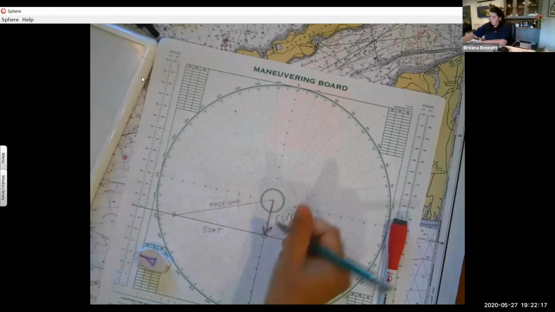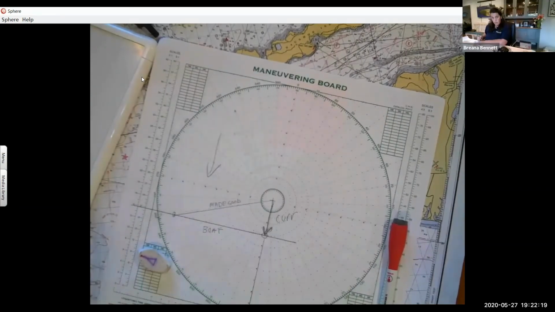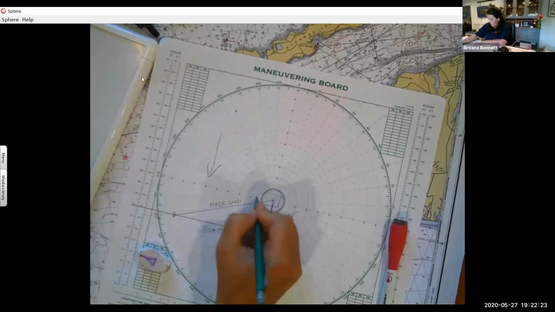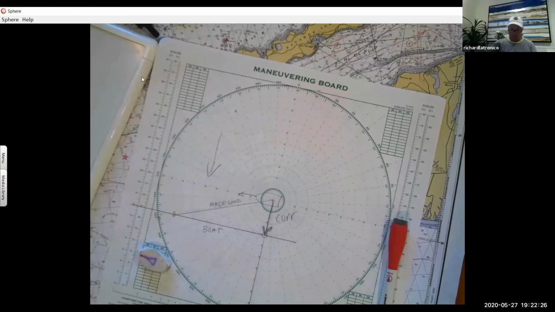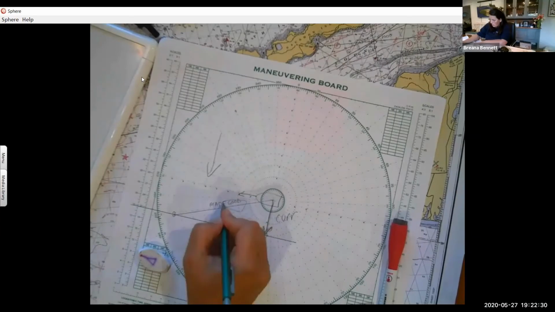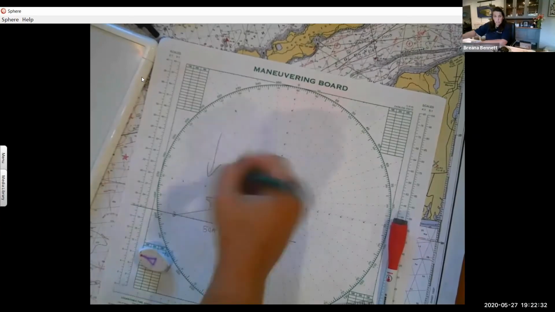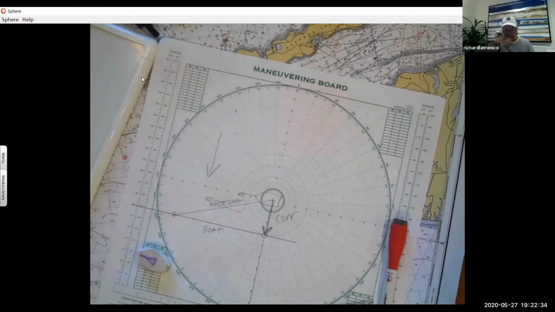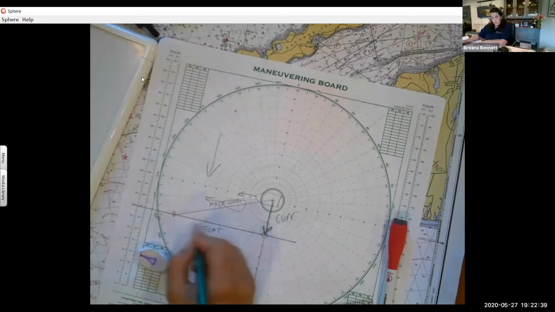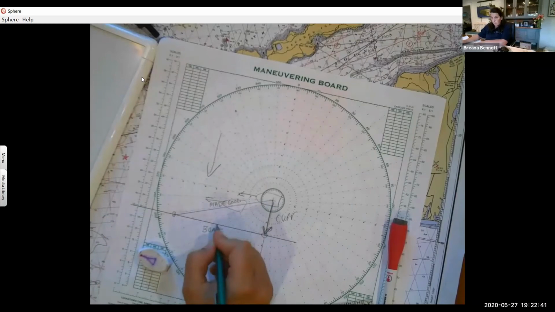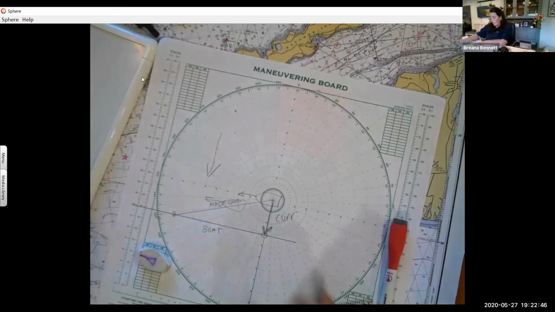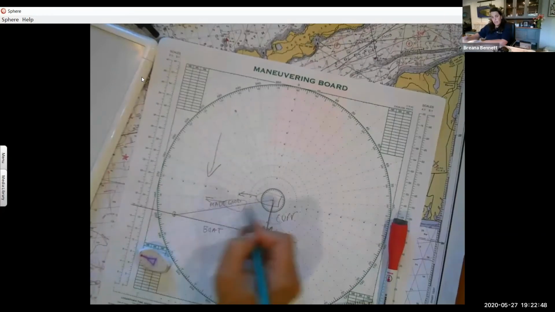So the current is pushing us south. This is our boat here. We're headed this direction, and we continue headed that direction, but the current is pushing us. Even though we plot our boat line, which is like our DR, our boat isn't actually on that line. The wake of our boat is always on the made good line.